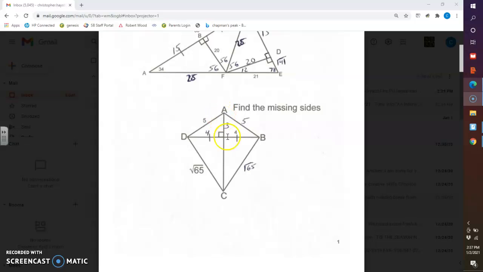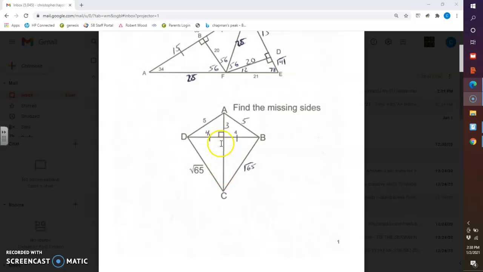When you're given a perpendicular bisector, you're creating right triangles. So this side is 4, therefore this side is 4 since it's a perpendicular bisector. 4 squared plus this side right here squared equals 5 squared. So 16 plus this side squared equals 25. We subtract 16 on both sides, we get 9. Square root of 9 is 3.